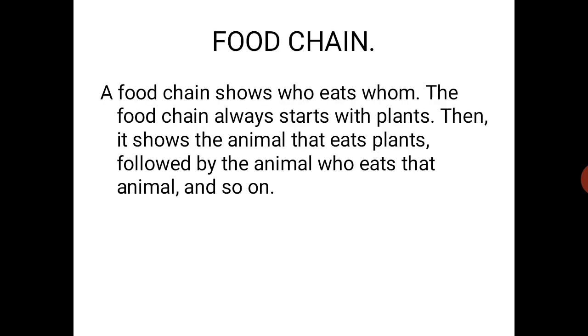The last topic, food chain. A food chain shows who eats whom. The food chain always starts with plants, okay? Then it shows the animal that eats the plants. It will first start with plants, and then it will show an animal that feeds on the plants, followed by the animal who eats that animal, and so on.